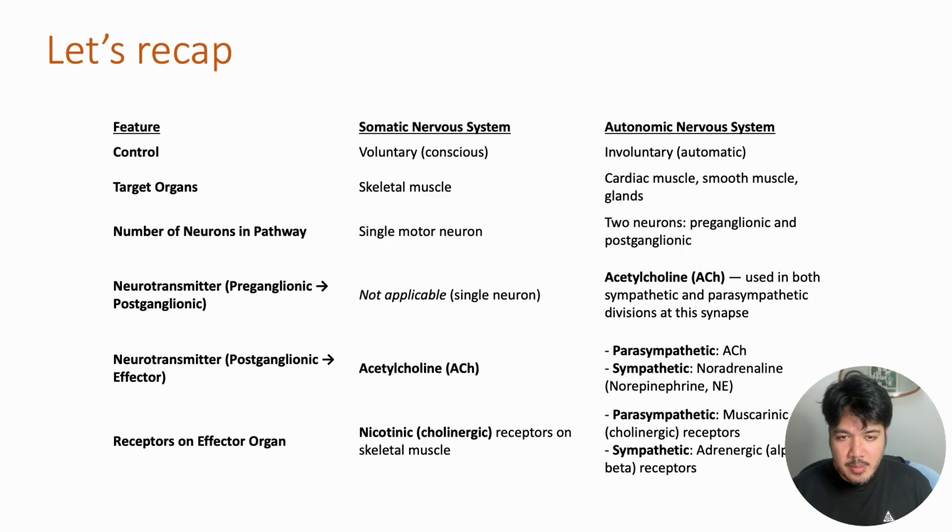The receptor types, we talked about nicotinic receptors being a form of cholinergic receptors, and they're found basically in your skeletal muscles. Whereas in your parasympathetic division, you express a different form of cholinergic receptors called muscarinic cholinergic receptors. The sympathetic division has alpha and beta as your forms of adrenergic receptors, which are expressed on their target organs.